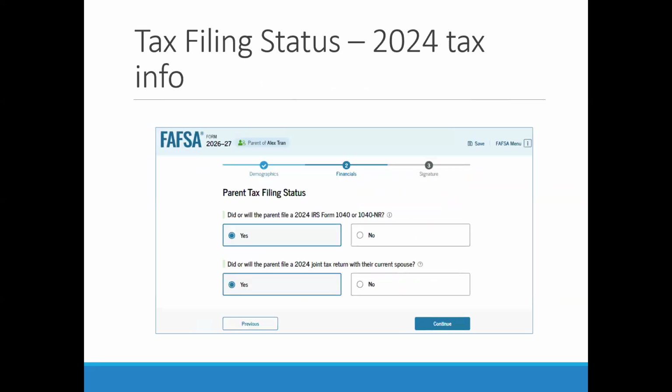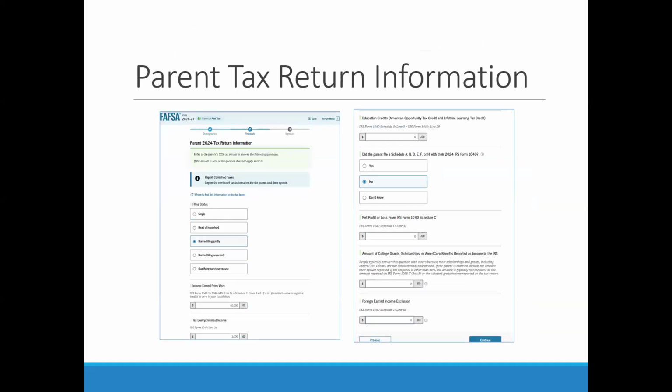We'll ask some tax filing questions, such as, did you file an IRS 1040 form? And did you file jointly with your spouse? There'll be some basic tax information questions that you have to answer. Again, having your tax information handy is helpful. The information icons will let you know a specific line to look at for your tax forms. But again, it should be fairly straightforward.